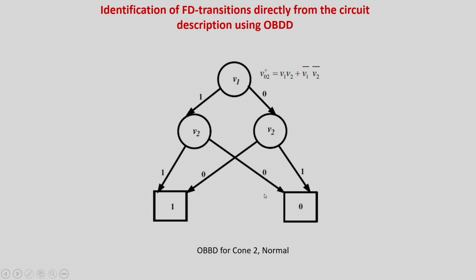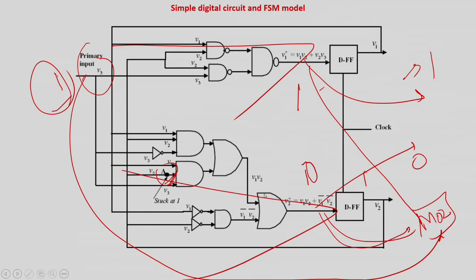So I am just going to give you an example over here. In this circuit, if you look at it, if I remove this, this fault has no impact on this cone. So in fact I may not use it for this example. Basically I am interested in only cone number 2.